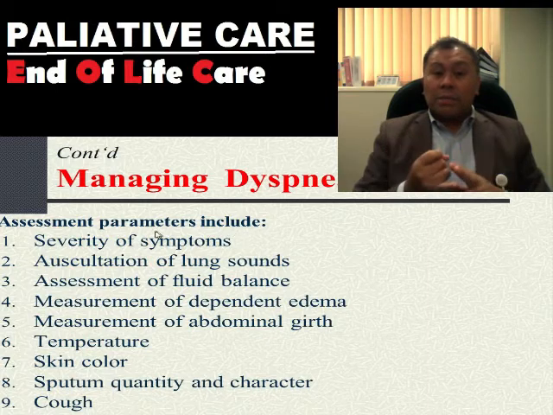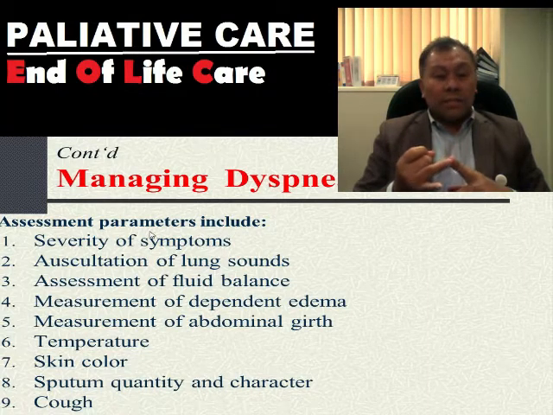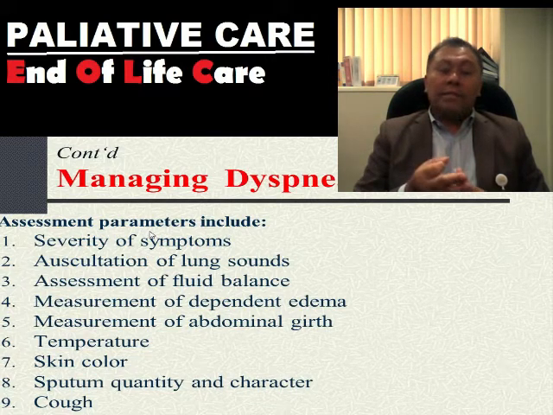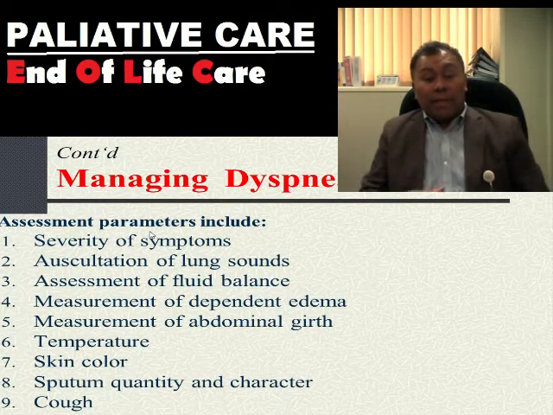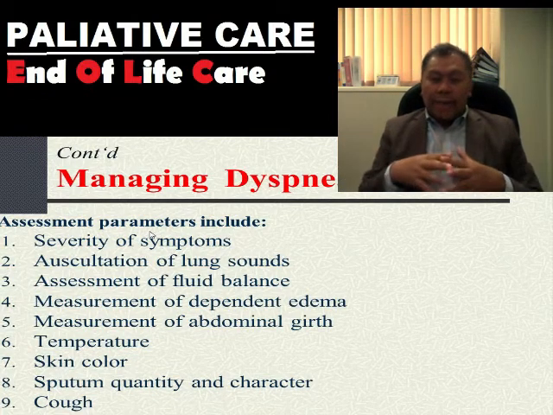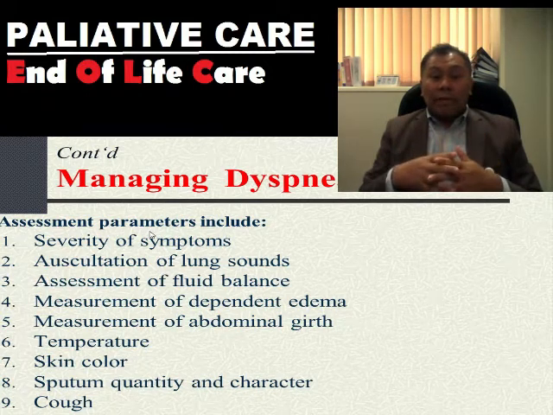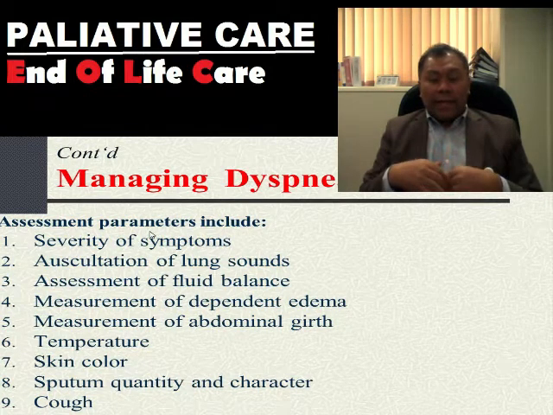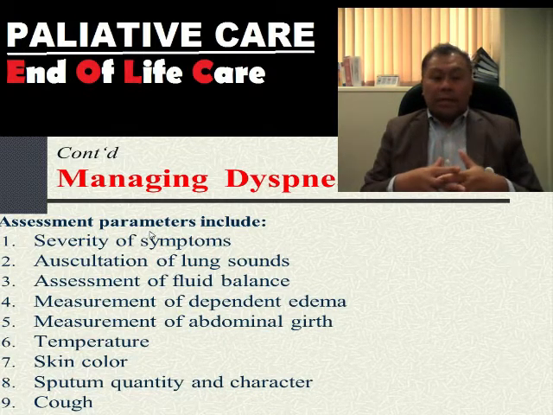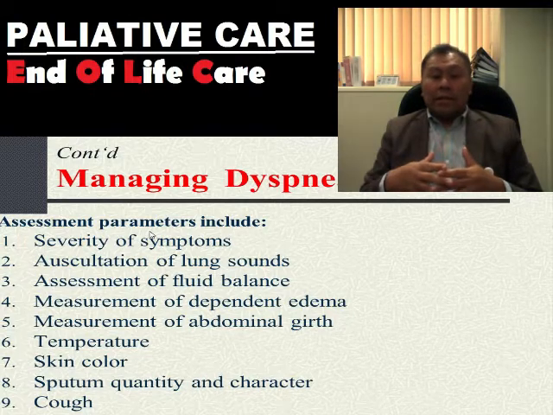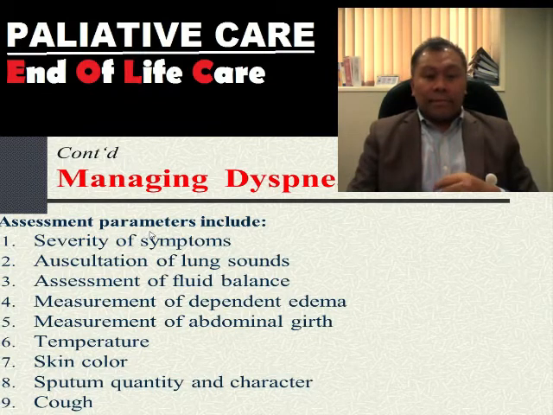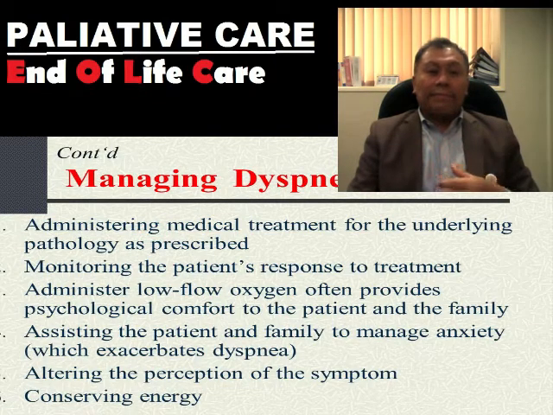You are going to assess the severity of symptoms, auscultate the lung sounds, and check the fluid balance. We have the measurement of dependent edema. Patients with this are no longer responding well to medications, and they are edematous. You are going to measure the abdominal girth, the temperature, the skin color, the sputum quantity and character, and how they cough, the severity of the cough that they have.